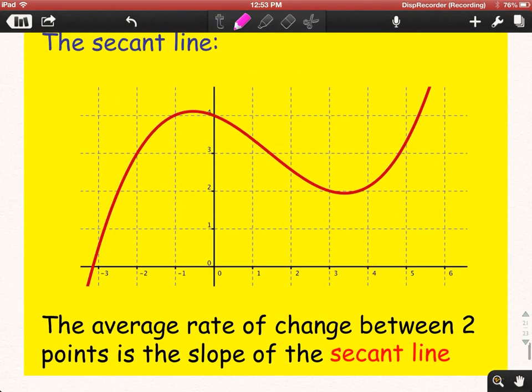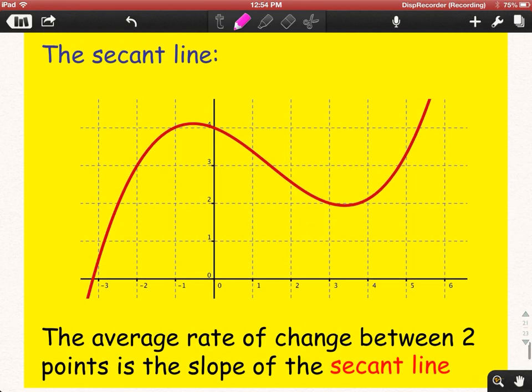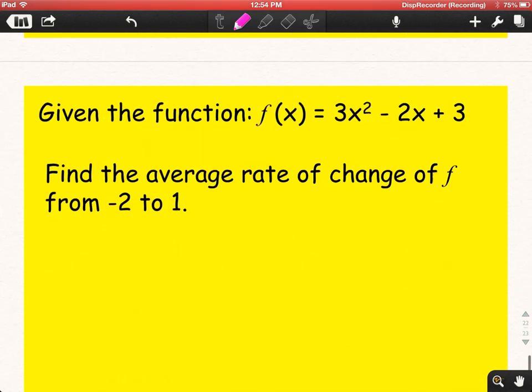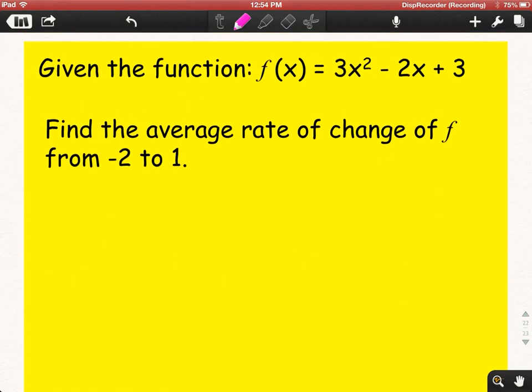And finally, the secant line. The secant line is nothing but the slope turned into an equation. So take the average rate of change that you found, which is slope, make an equation, and we call that the secant line. So let's just do one real quick.